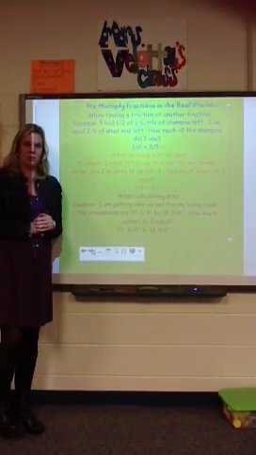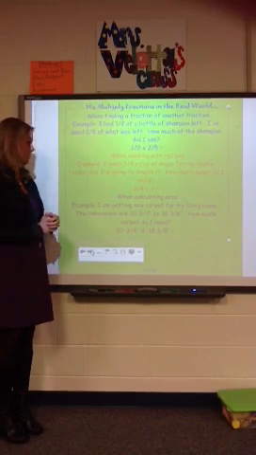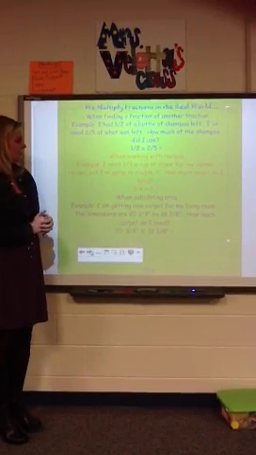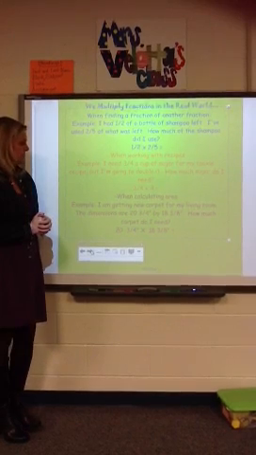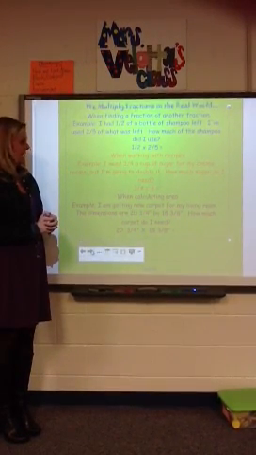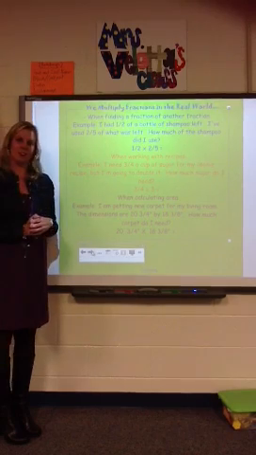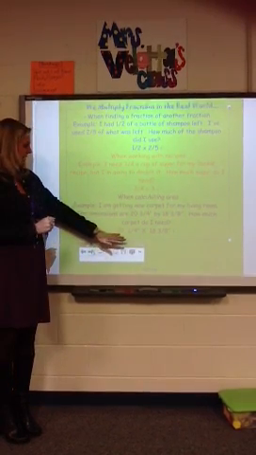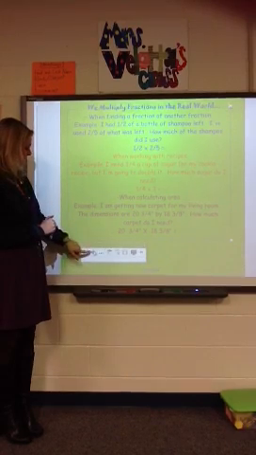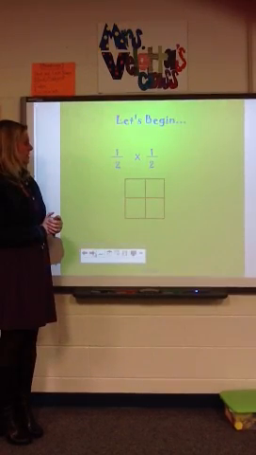Another time where you're going to use multiplying fractions in the real world is when calculating area. So for example, if I'm getting new carpet for my living room, the dimensions are 20 3/4 inches by 18 3/8 inches. How much carpet do I need? Now, in that case, we'll multiply 20 3/4 inches by 18 3/8 inches to find our answer.